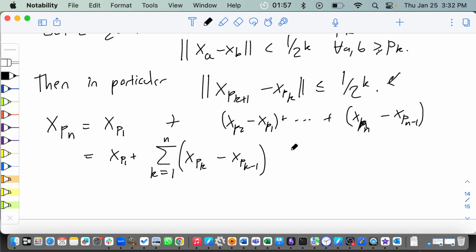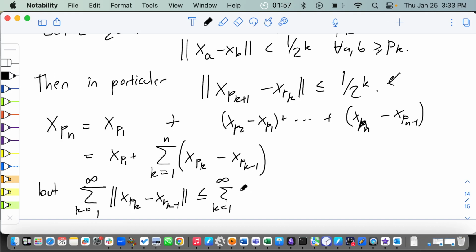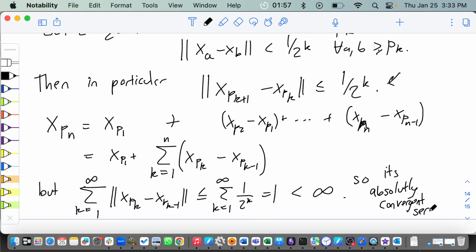This sequence is absolutely summable. So the sum from k equals 1 to infinity of the norm of x_{p_k} minus x_{p_{k-1}} is less than or equal to the sum from k equals 1 to infinity of 1 over 2^k, which is 1, which is less than infinity, famously. So it's an absolutely convergent series.